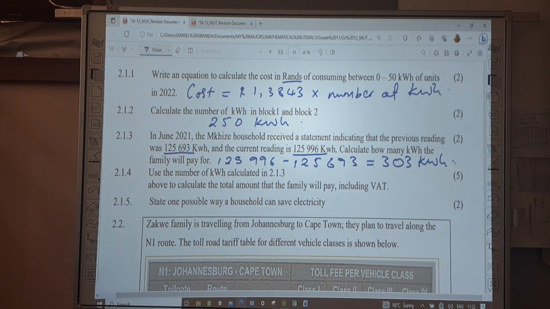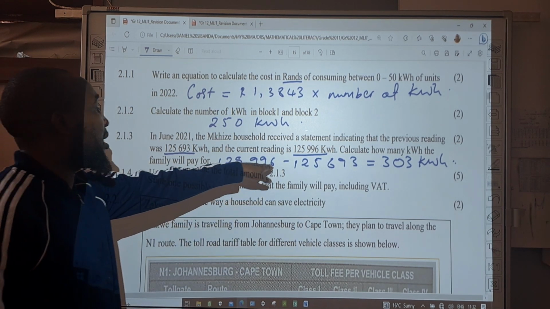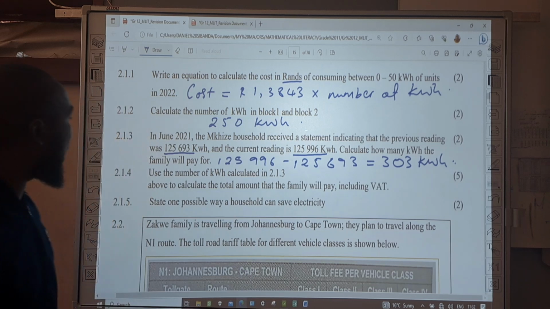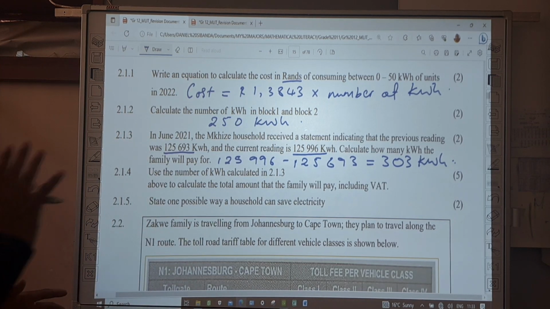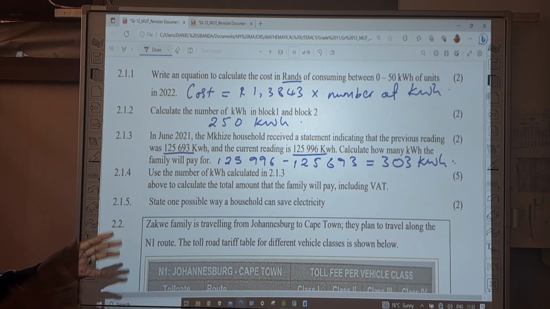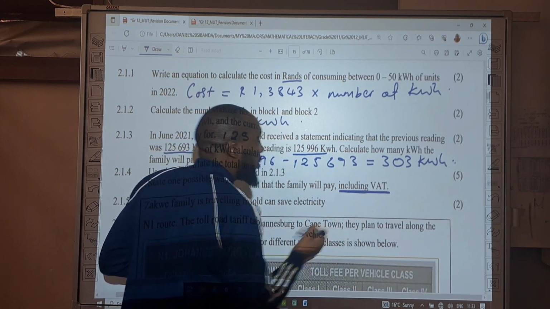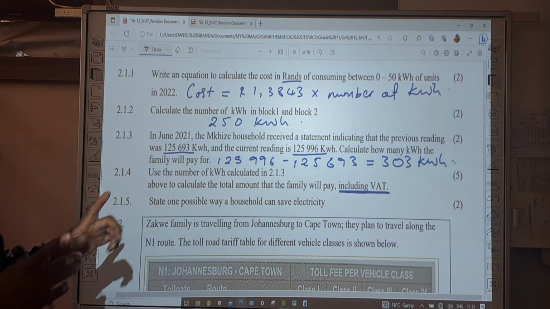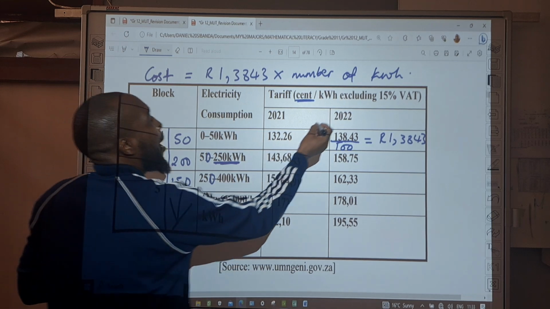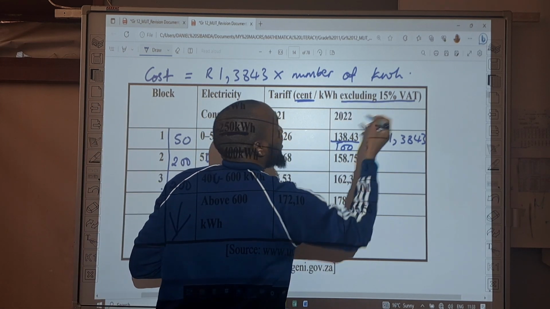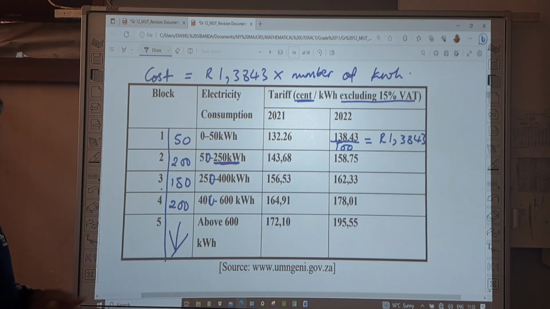So moving on to 2.1.4, use the number of kilowatt calculated in 2.1.3, which is what we just got, 303, above to calculate the total amount that the family will pay, including VAT. Very, very important: you need to look at your table. Does it include VAT or not? Luckily, we have already looked at that. Our table does not have VAT, so at the end of our question, we need to add VAT.